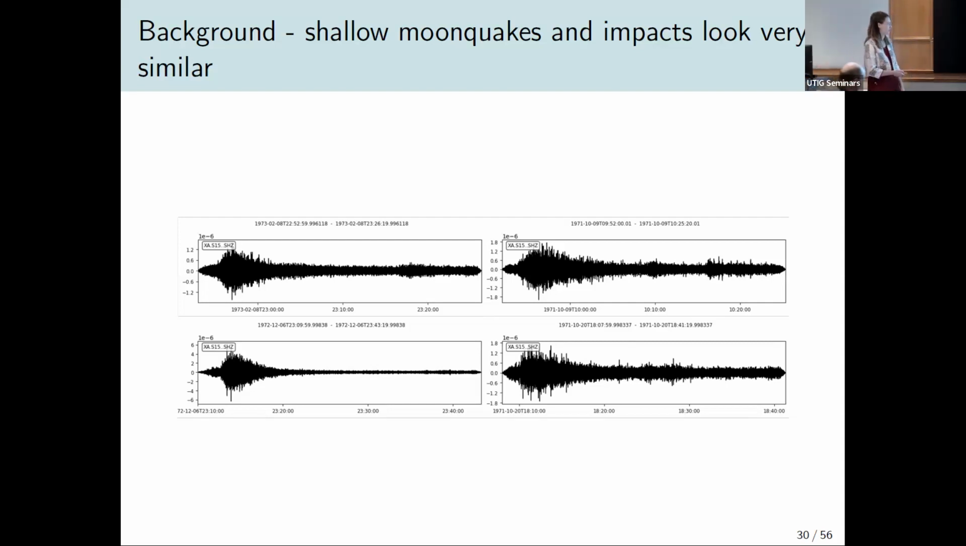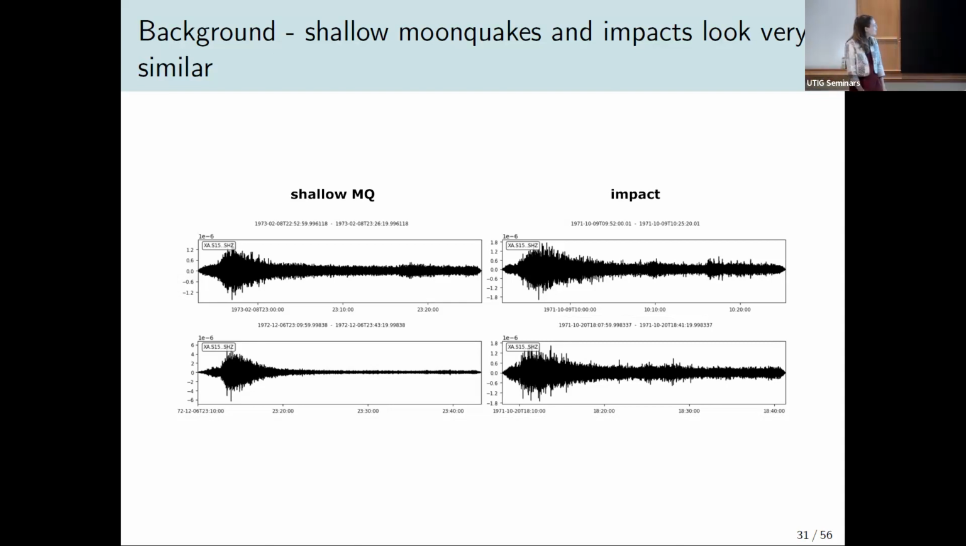Okay, I'm going to reveal the answers now. So on this side was the shallow moonquake. On the other side was the impact. And maybe you can kind of see some differences, but mostly the point I'm trying to make is they look pretty similar. And so it can be pretty hard to tell the difference between a shallow moonquake and an impact just by looking at it.